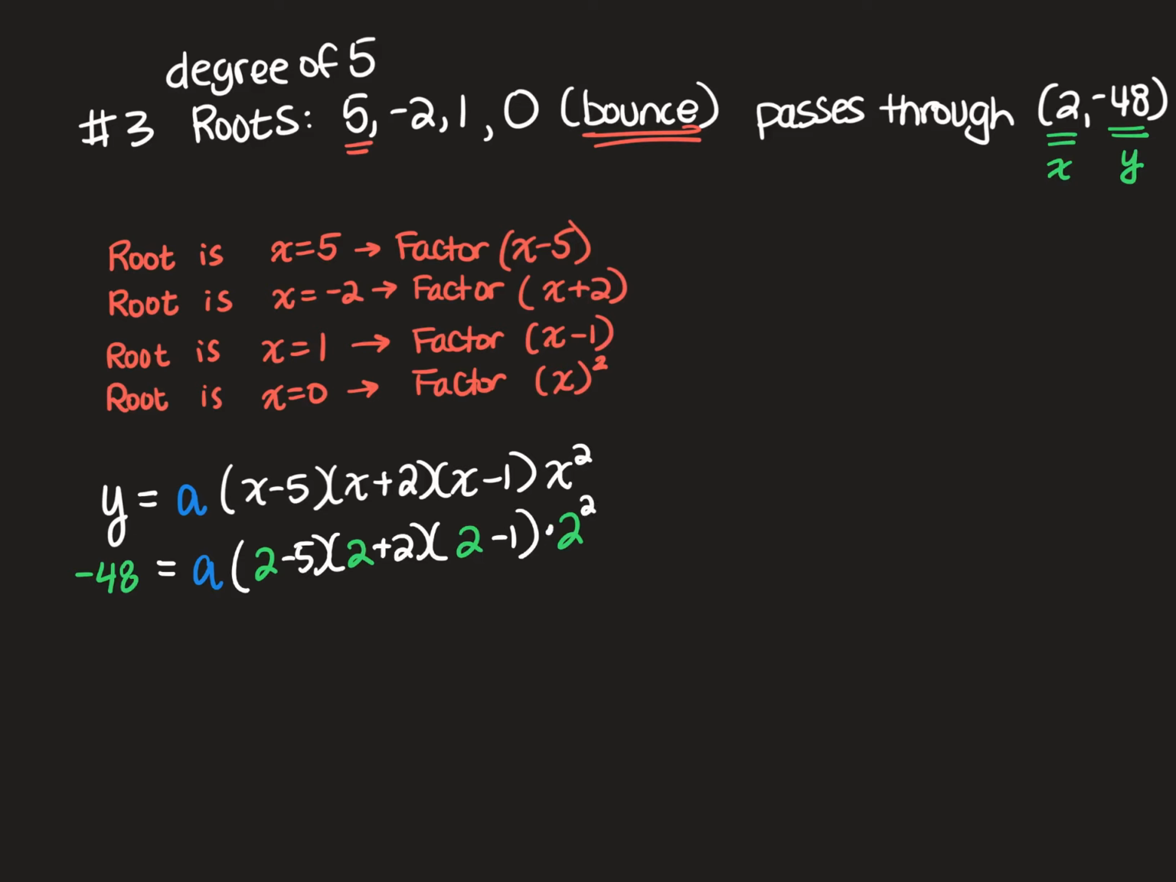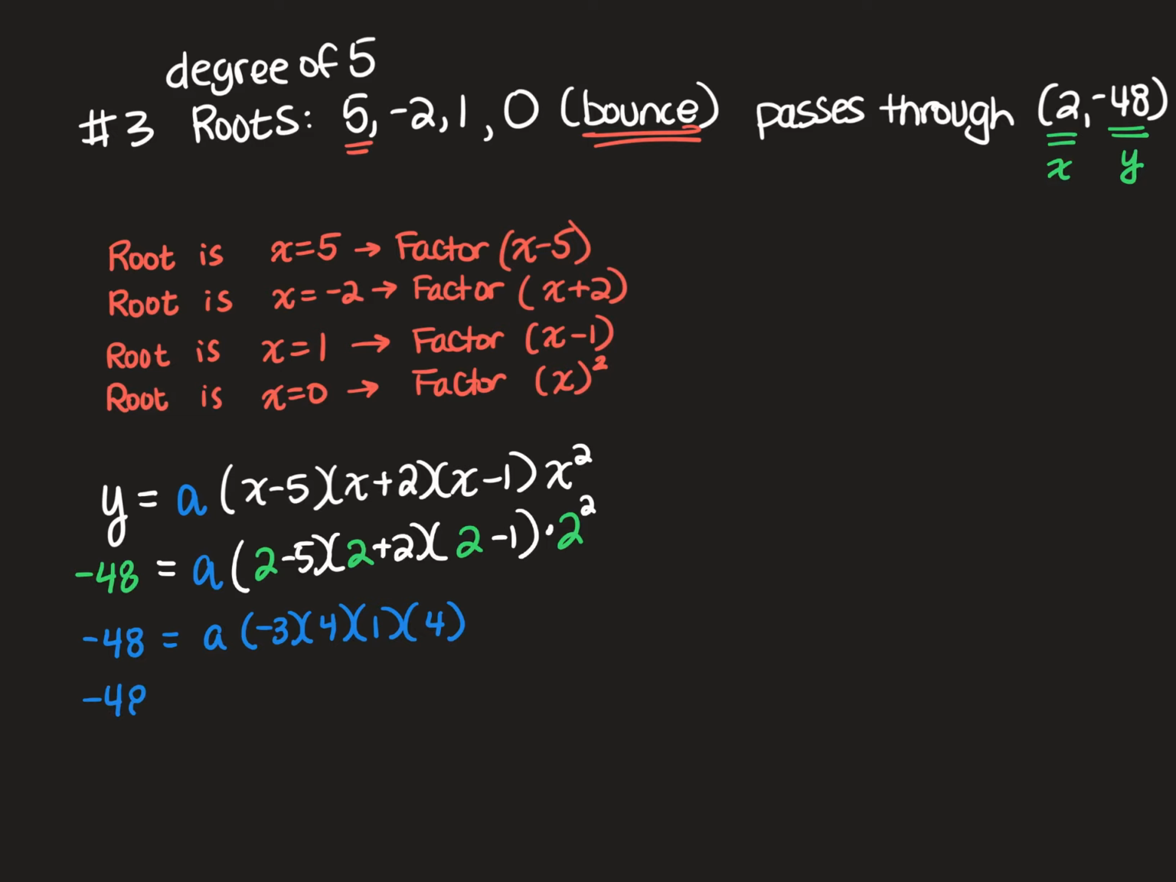All right, and now it's just a matter of solving this equation for a. So I've got a little bit of evaluating to do, and then I should be able to solve it. So let's go ahead and do that. So I've got -48 equals a times 2 minus 5, that's -3, times 2 plus 2, that's 4, times 2 minus 1, that's 1, times 2 squared, which is 4.